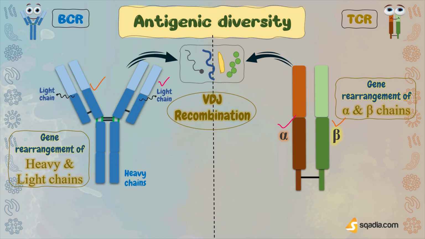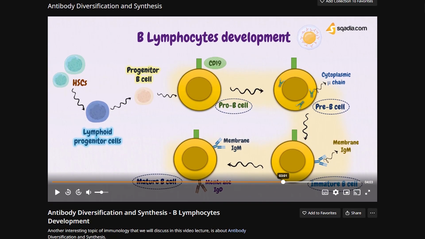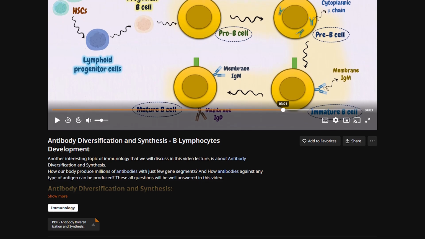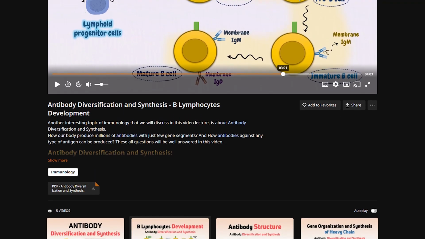And other than this VDJ recombination, B cells additionally undergo somatic hypermutation, introducing random mutations in the variable regions of BCR genes, further diversifying the BCR repertoire. I have explained all these terms in detail in our previous video under the title Antibody Synthesis and Diversification.